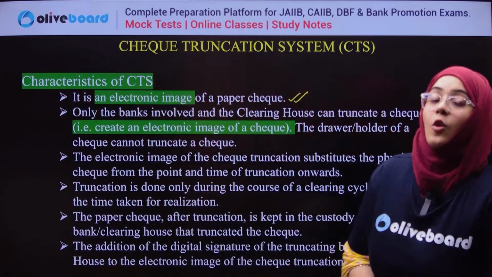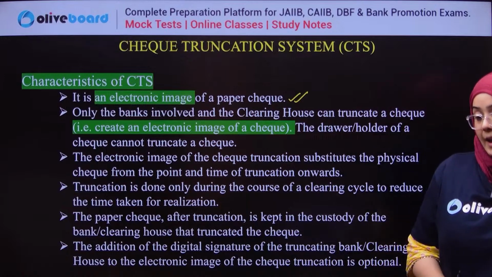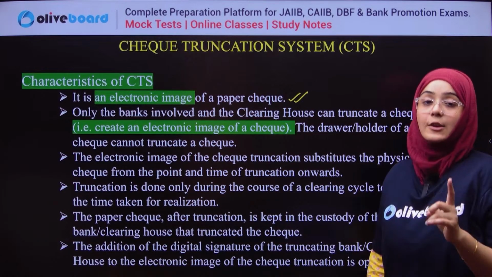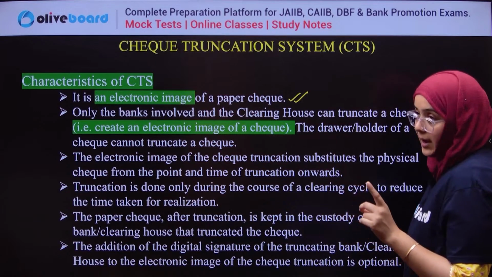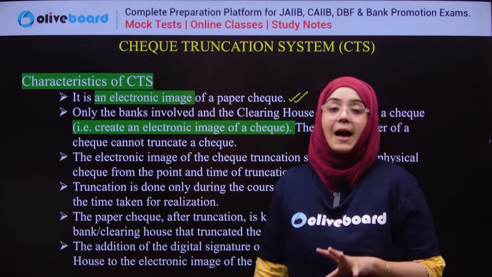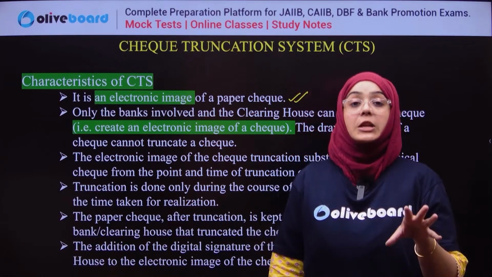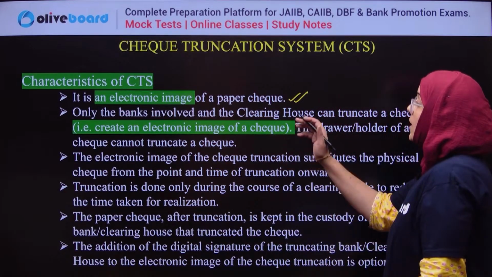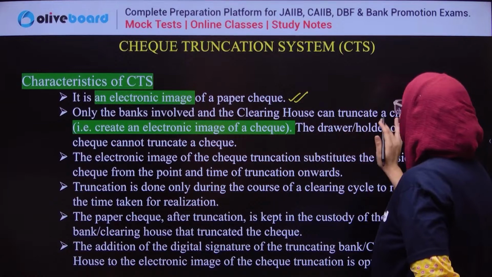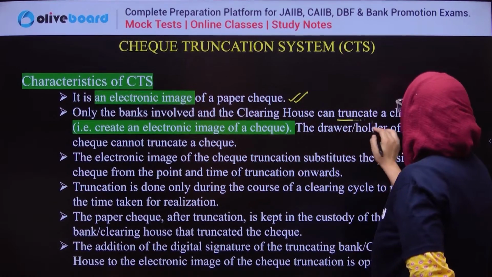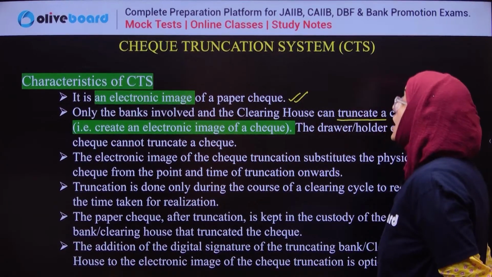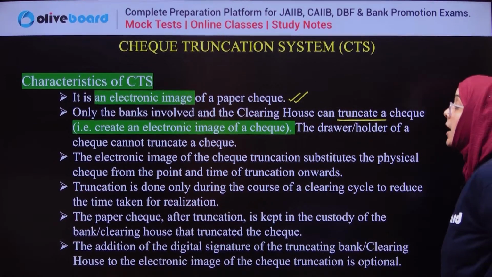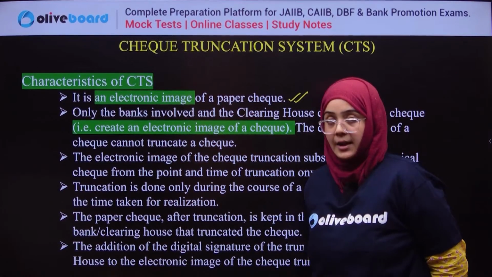Okay, so we are talking about the characteristics of a check truncation system. First of all, it is the electronic image of the paper check. It means you don't have to transfer the physical check. It is simply an electronic movement of the paper check. Only the bank involved and the clearing house can truncate a check, that is, create an electronic image of the check. The drawer or holder of the check cannot truncate a check.